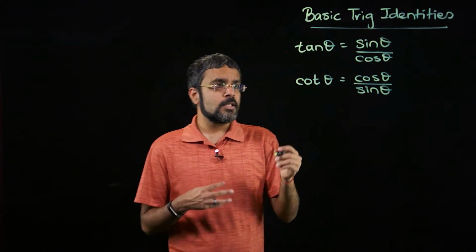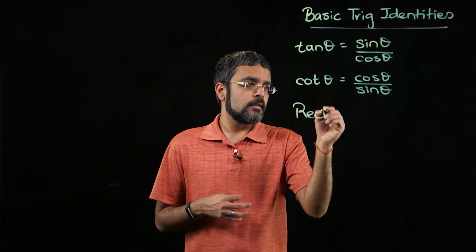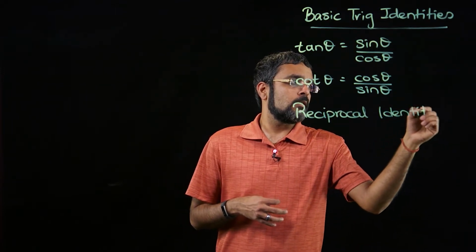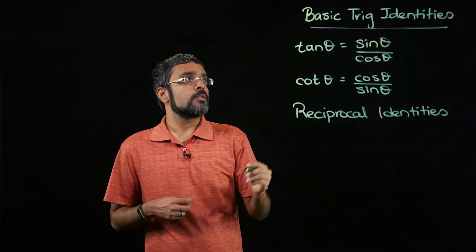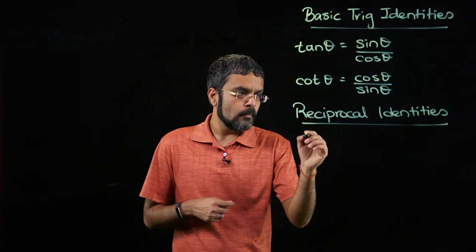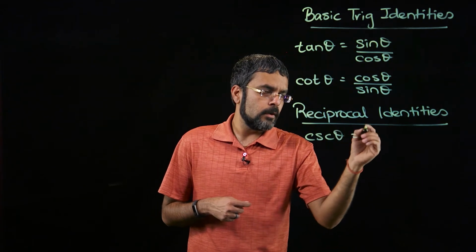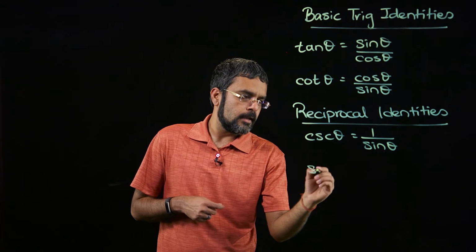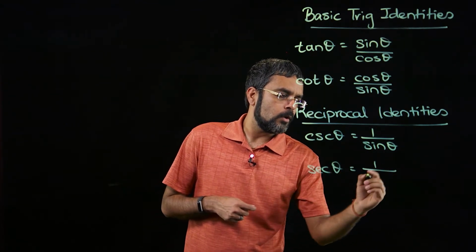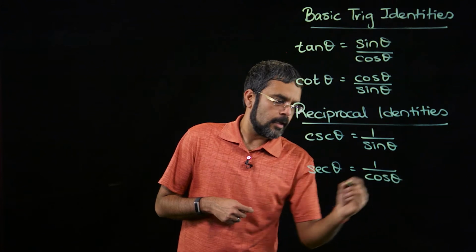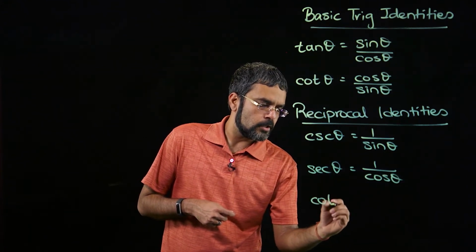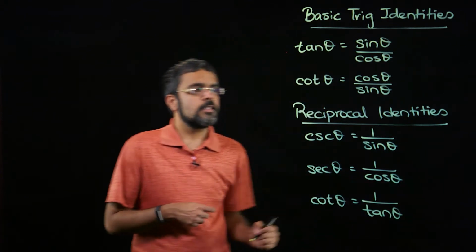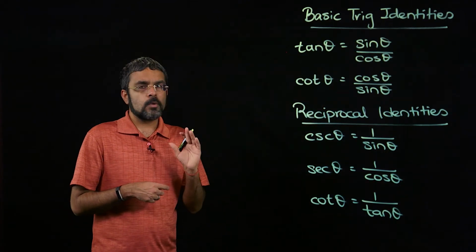Then we know three identities which we call the reciprocal identities. Okay, what are those? Those are cosecant theta equals 1 over sine theta. Secant theta is 1 over cosine theta. And then finally, cotangent of theta is 1 over tangent of theta, right? So these are the ones that we already know.